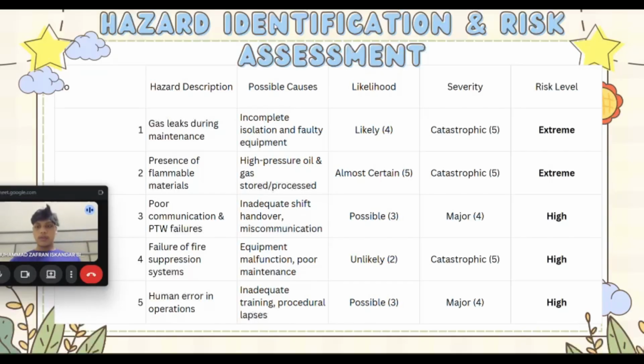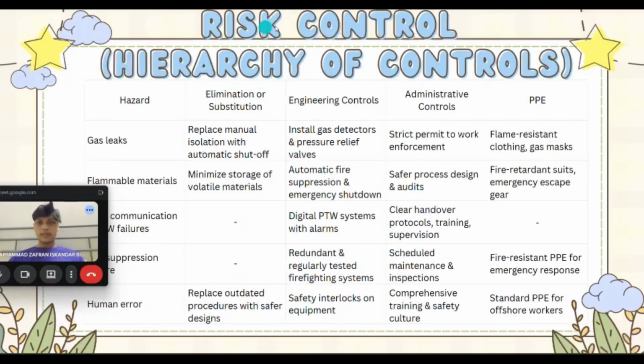Fourth, failure of fire suppression systems: equipment malfunction, poor maintenance. Unlikely 2, catastrophic, risk level high. The last, human error in operation: inadequate training, procedural lapses. Possible 3, major 4, risk level high.